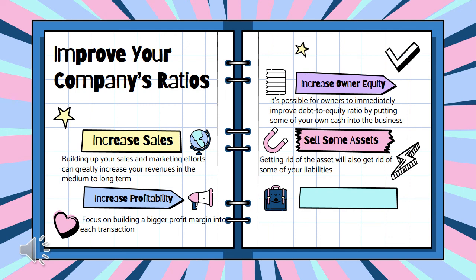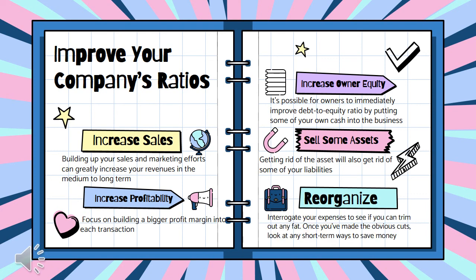The fourth way to improve your company's ratios is to sell some assets. If you need a fast financial fix and haven't had any luck with raising capital, selling some of your assets might be the best course of action. Choose assets that are not central to your business activities, preferably ones that you've financed. The latter means that getting rid of the asset will also get rid of some of your liabilities.